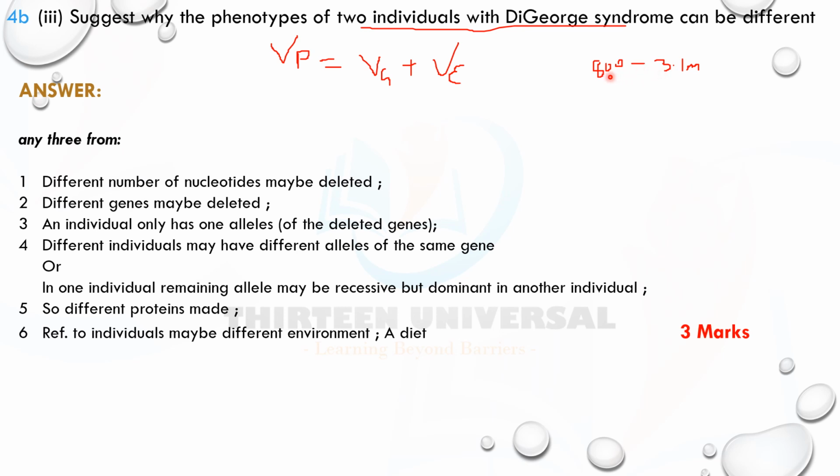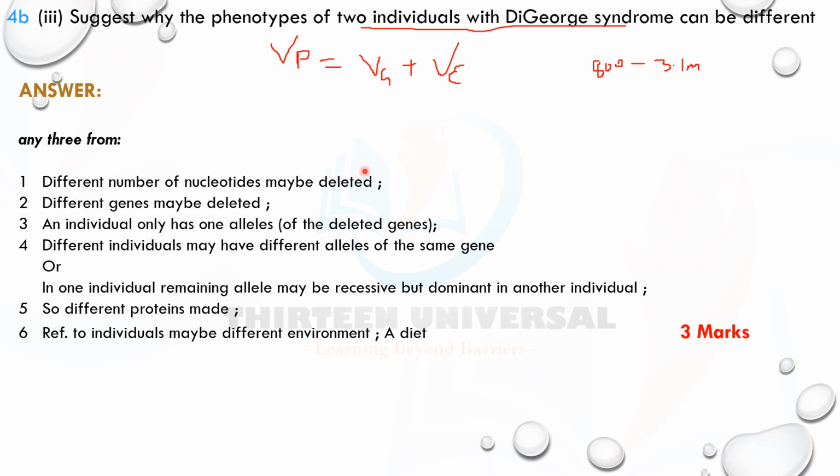You get? So they will have different alleles. That talks about difference in genotype, because different nucleotides are deleted. Therefore, different proteins will be made by these two people. And of course, you also have to mention the fact that environment could also be a factor. It depends on what they're exposed to, the diet, and the environmental conditions, because environment influences variation. Don't forget that, it's very important.